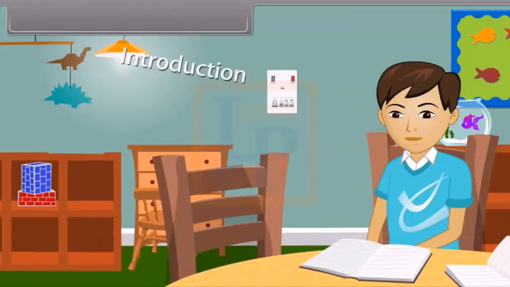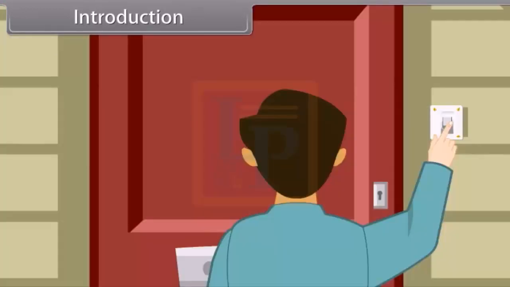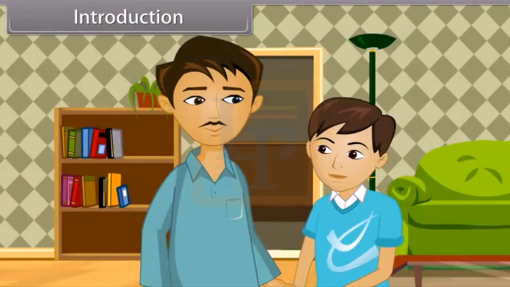Introduction. Today, Ravi is alone at home. He's doing his study. Suddenly, the doorbell rings. He opens the door and greets his father with a smile. Ravi asked his father how the doorbell works.